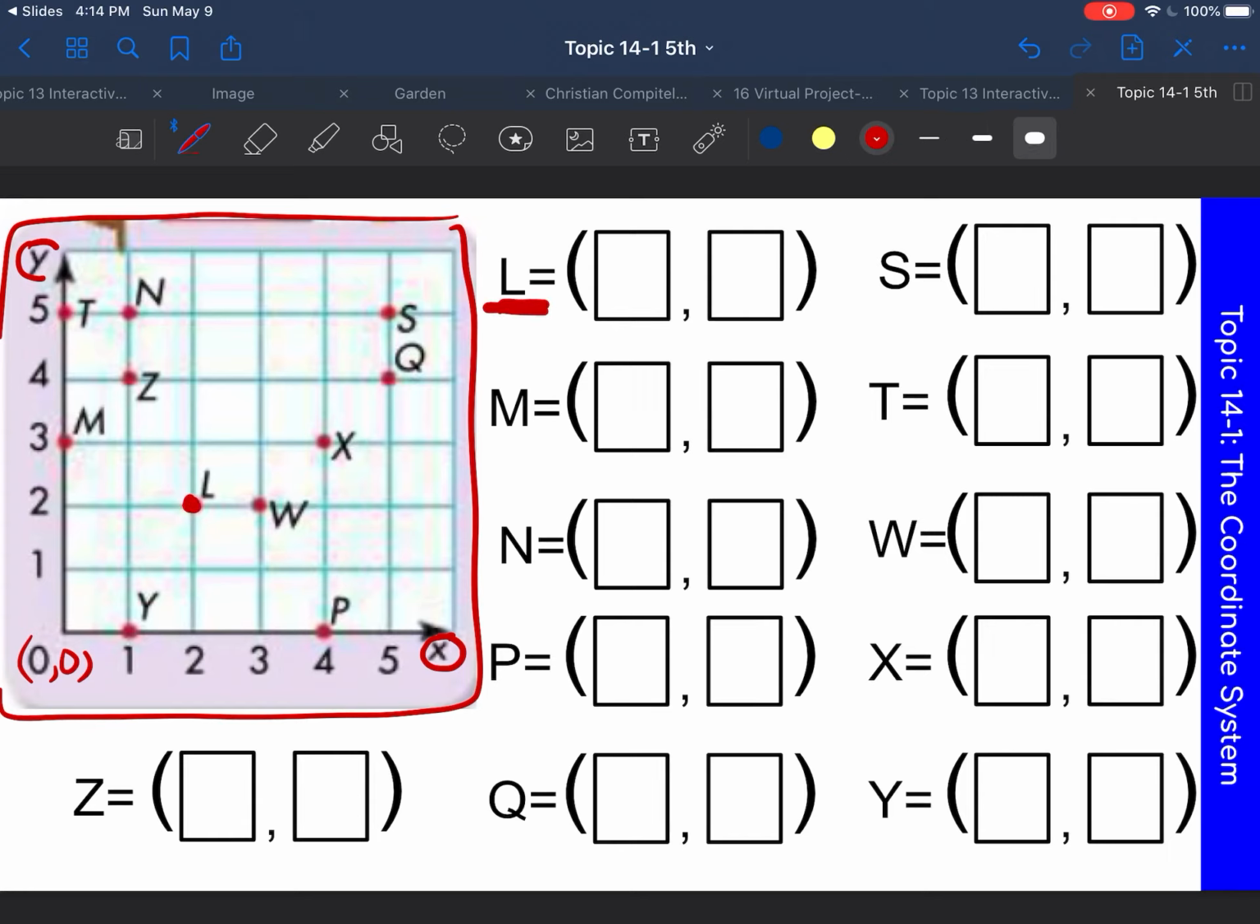Okay, I see L is right here. So we start at the origin and we go over on the x until we're right underneath of it. So what is the x coordinate of L? The x coordinate is 2.